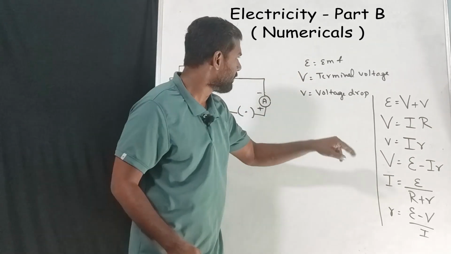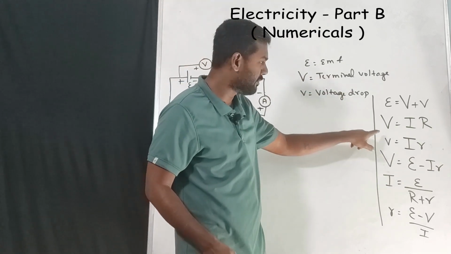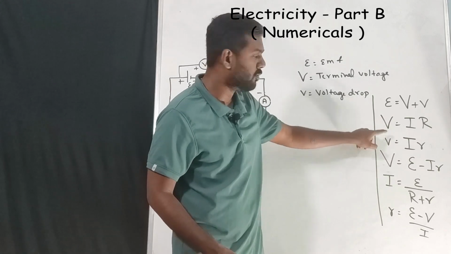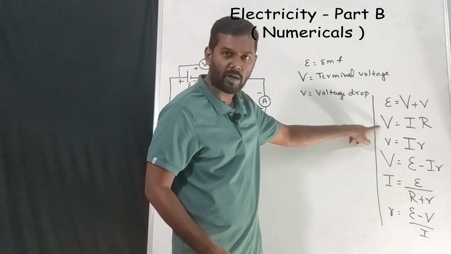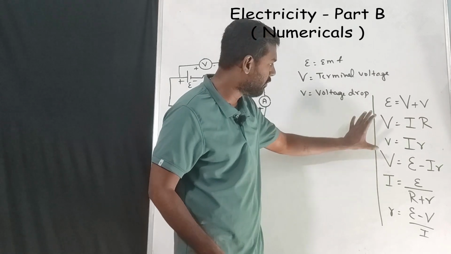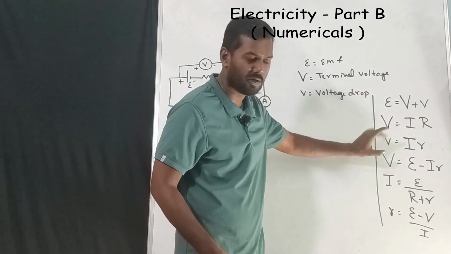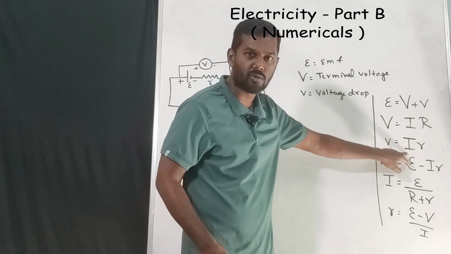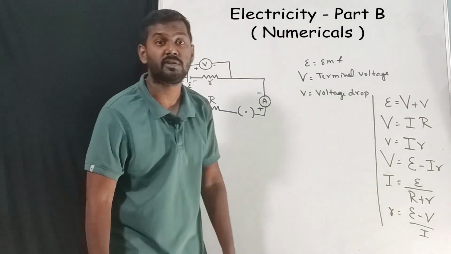Next, terminal voltage is nothing but Ohm's law. Terminal voltage is nothing but Ohm's law. Sometimes to find terminal voltage I will use this formula or this formula. Both are to find terminal voltage only. Voltage drop, the small v, is nothing but the current in the circuit times the internal resistance of the circuit.